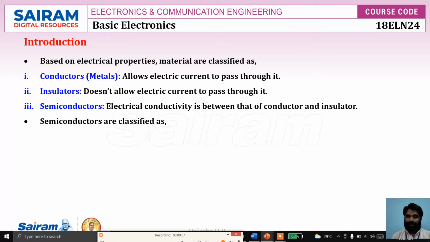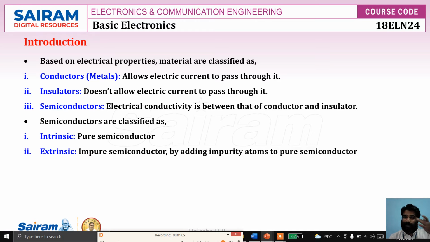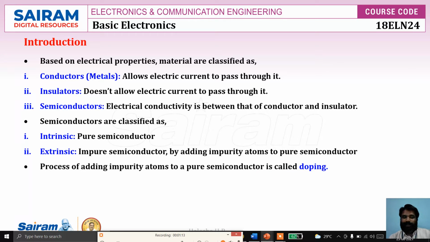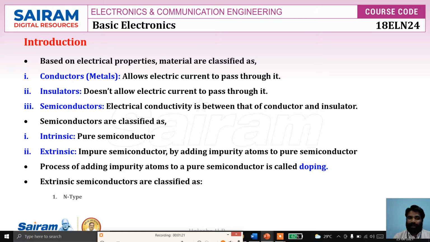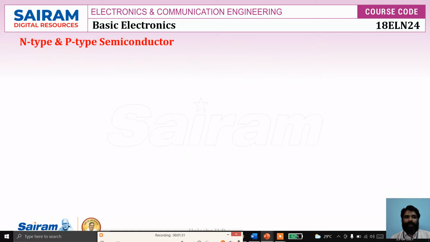Again, semiconductors are classified into pure semiconductor, that is intrinsic semiconductor, and impure semiconductor, that is extrinsic semiconductor, obtained by adding impurity atoms to the pure semiconductor. The process of adding impurity atoms is called doping. Again, they are classified into N-type semiconductor and P-type semiconductor. N-type semiconductor is obtained by adding N-type impurity atoms, and P-type impurity atoms are added to obtain P-type semiconductor. Let's see how we obtain N-type and P-type semiconductors.